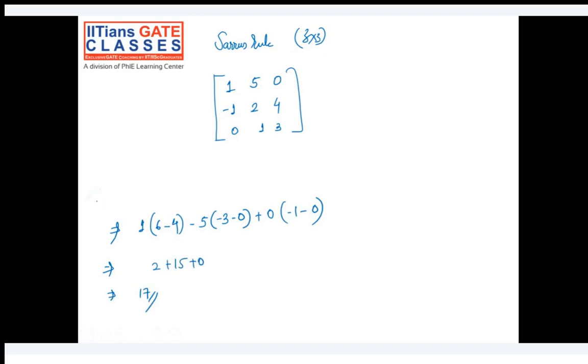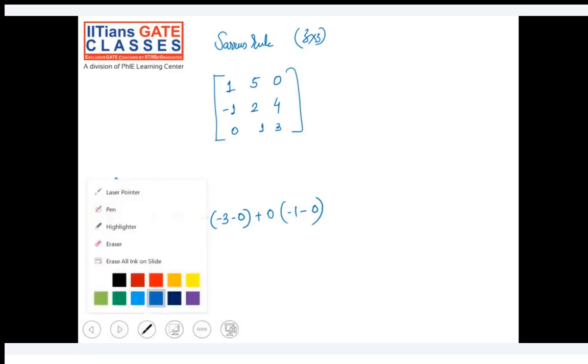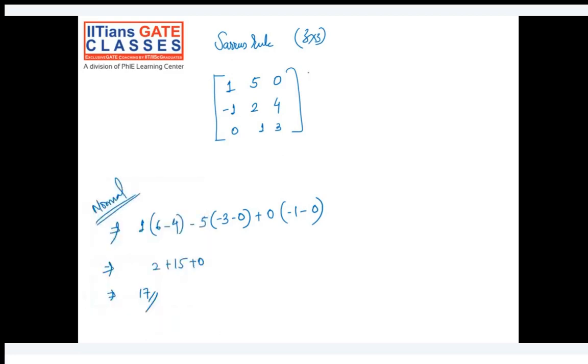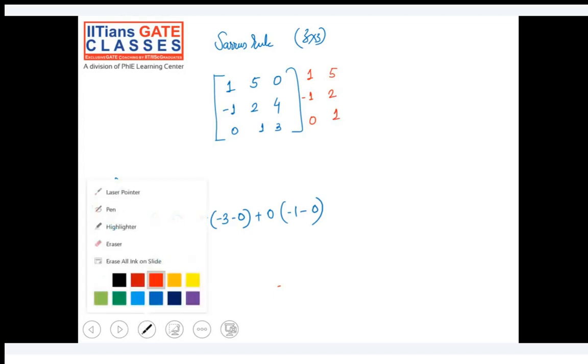In Sarrus's rule, the way it works is you have to rewrite the terms of the first and second column again: 1, minus 1, 0, 5, 2 and 1. And then you are supposed to draw the inclined straight lines.